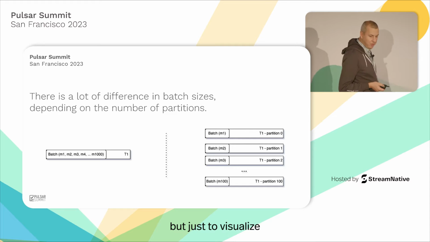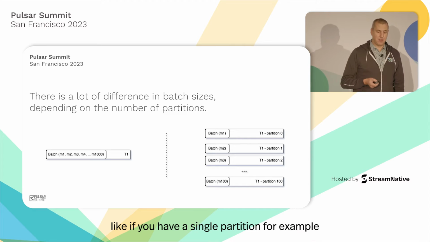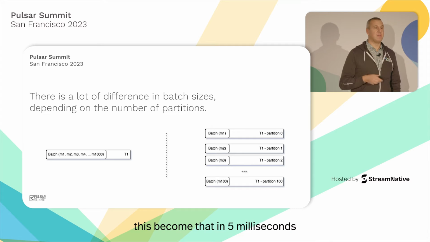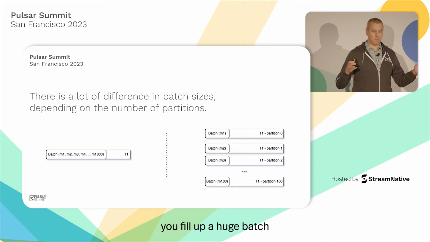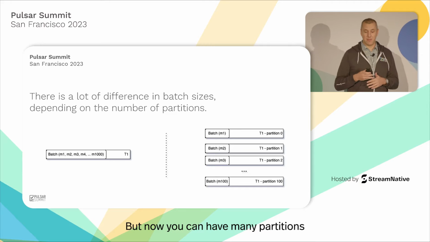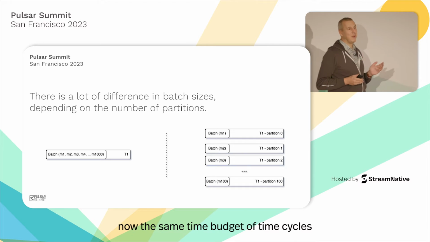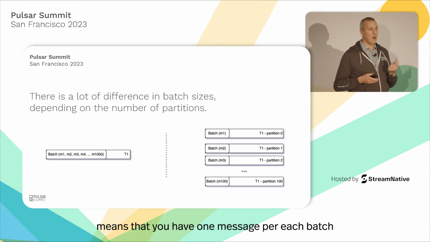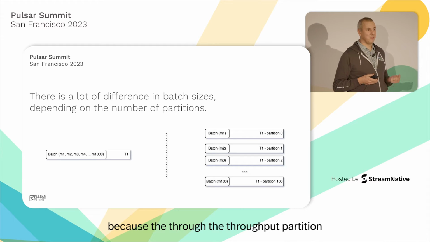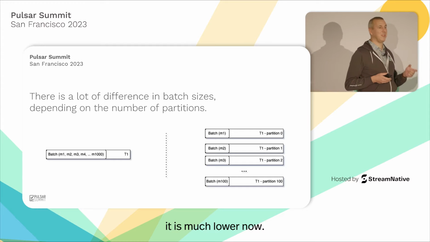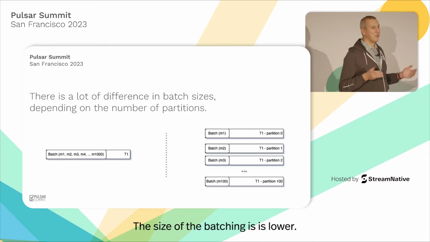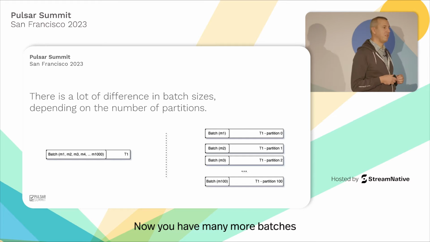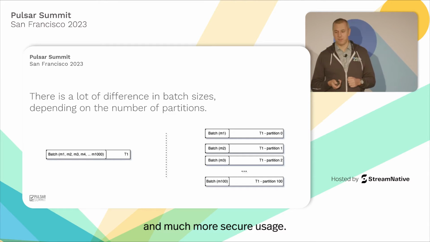But just to visualize, if you have a single partition, for example, essentially in 5 milliseconds you fill up a huge batch, and that becomes very efficient. But now if you have many partitions, the same time budget of 5 milliseconds means that you have one message per batch, because the throughput per partition is much lower now. Therefore, the size of the batching is lower. Now you have many more batches and much more CPU usage.